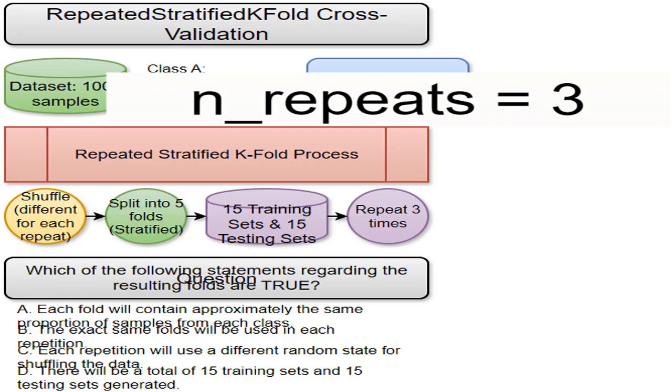This line describes the core process. The dataset is repeatedly split into stratified K-folds. Here, K equals 5. Stratified means that the proportion of each class, A, B, C, D, is approximately maintained across all folds. This helps prevent bias in model evaluation.